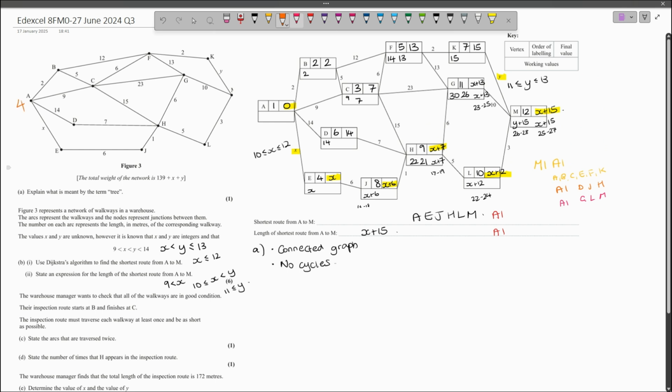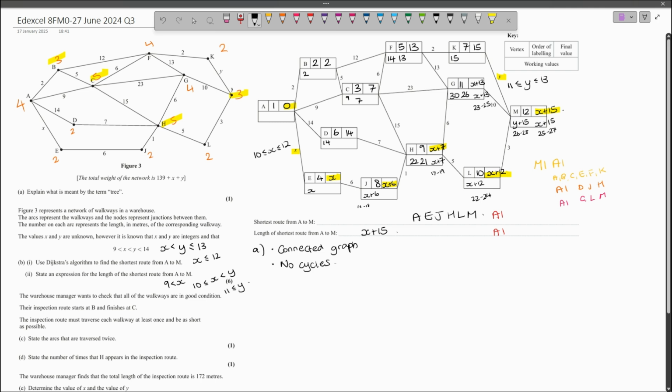I've got 4 for A, 3 for B, 5 for C, 4 for F, 2 for K, 3 for M, 2 for L, 4 for G, 5 for H, 2 for J, 2 for E, and 2 for D. So there are 4 vertices with odd degree: B, C, H, and M. But the route starts at B and finishes at C, so B and C need to have an odd degree for the route to be able to start at B and finish at C.